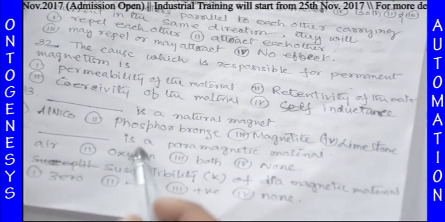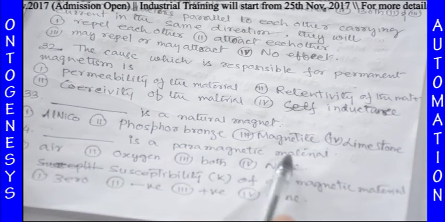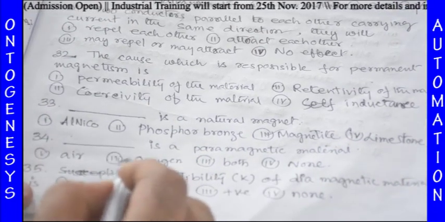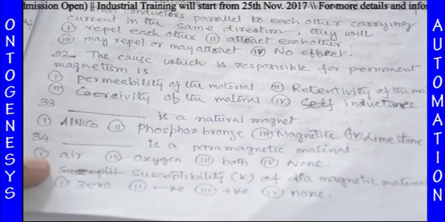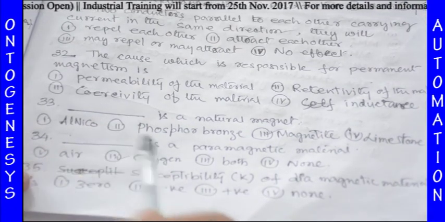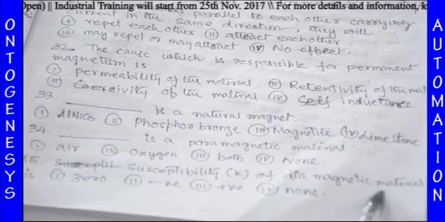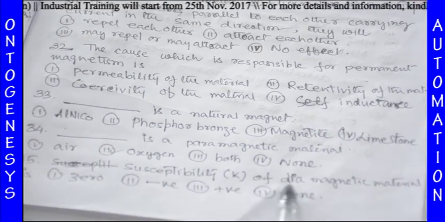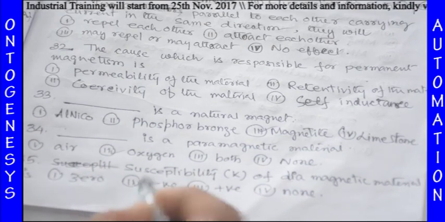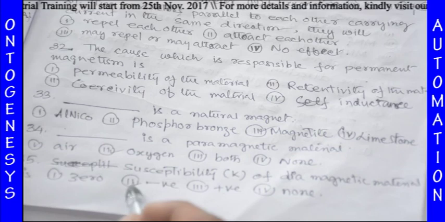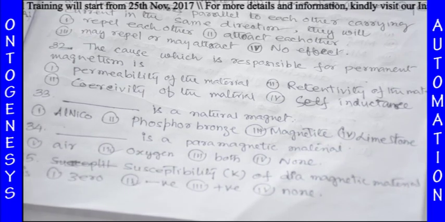Next, dash is a paramagnetic material. Oxygen is paramagnetic material. Air is not, it is diamagnetic material. Susceptibility K of diamagnetic material is negative. For paramagnetic it is positive. Susceptibility is negative for diamagnetic material.